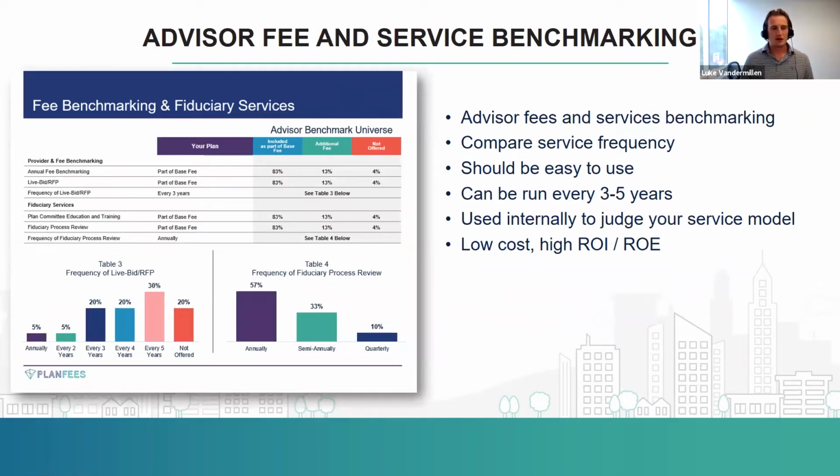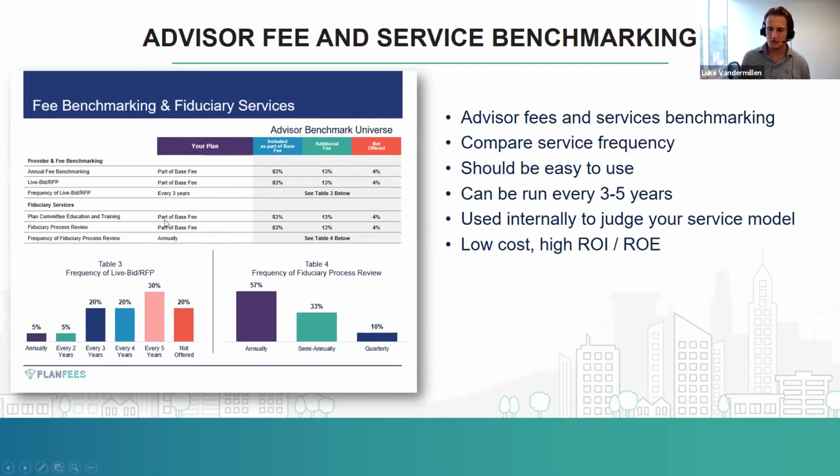In terms of benchmarking advisor fees and services, again, this is a look at the PlanFees Prism 365 report. So again, this is taking a look at the advisor fees and the service frequencies that the advisor provides. And what you can see here is that basically all the advisor has to do is create their service model within PlanFees, and I'll show you how to do that towards the end of the presentation here. But really the point of this would be for an advisor to take a look at their service model and compare it versus the industry.